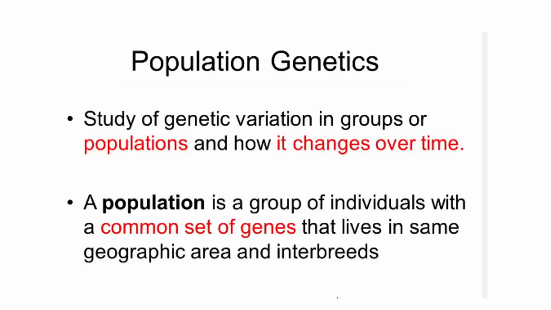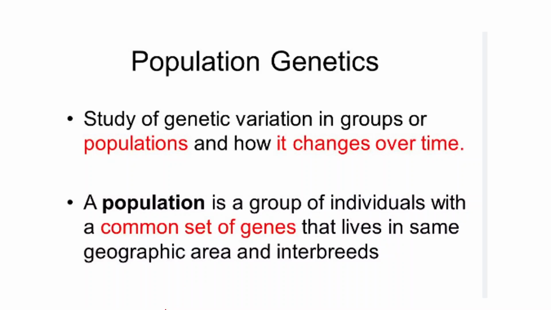So what is population genetics? Population genetics is the study of genetic variation in groups or populations and how it changes over time. It tells us how the genetic variation in each group or in each population changes over time. This is discussed in this study, which is called population genetics.